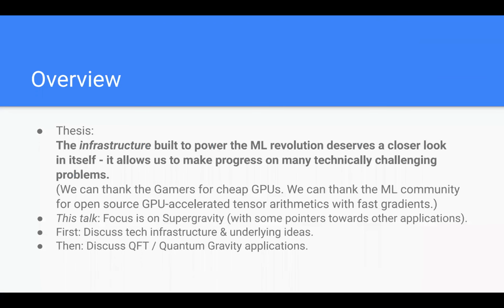My main thesis is that the infrastructure that was built to power the machine learning revolution deserves a closer look in itself, and it actually allows us to make progress on many technically challenging problems. In a way, you could say that we can thank the gamers for cheap graphics processing units, which are just an amazing tool for research. And likewise, we can thank the machine learning community for open source GPU accelerated tensor arithmetics with fast gradients, which it turns out is useful for quite a lot of research.